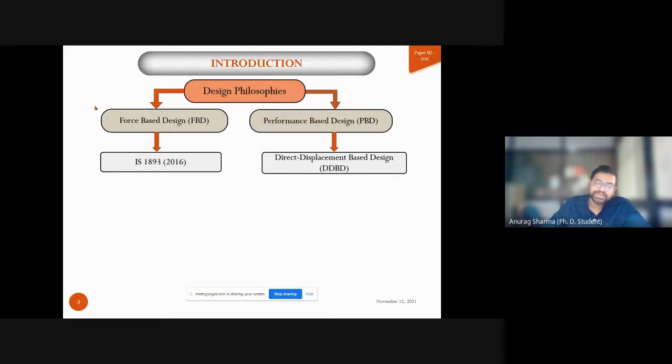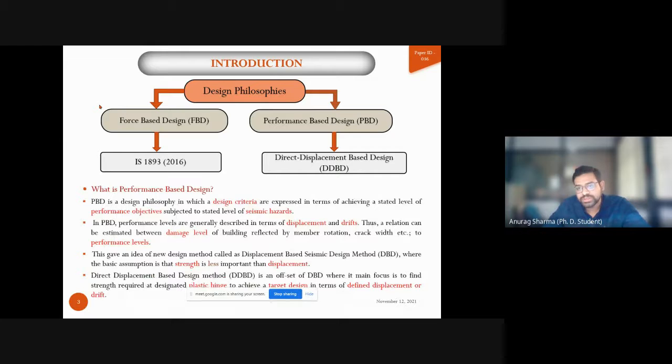Therefore, in recent years, the current design philosophies are moving towards more performance-based approaches than the force-based approaches. That's why we are going for the performance-based design. So first of all, we should know what is performance-based design. PBD is nothing but a design philosophy in which the design criteria are expressed in terms of achieving state level performance objectives for the seismic hazard. Generally in PBD, performance levels are described for the design and drifts so that a relationship can be formed between the damage level and the performance level.